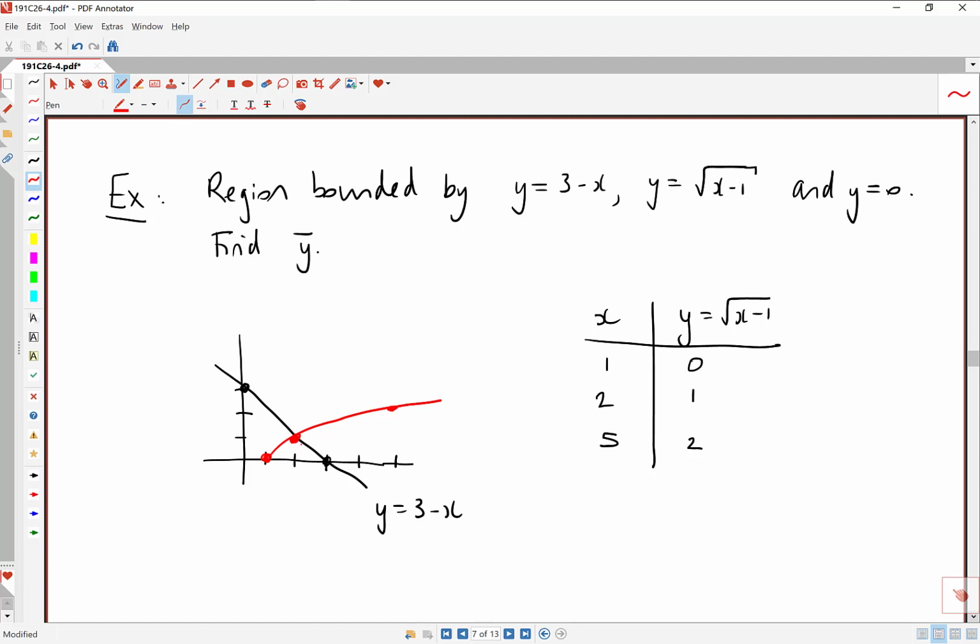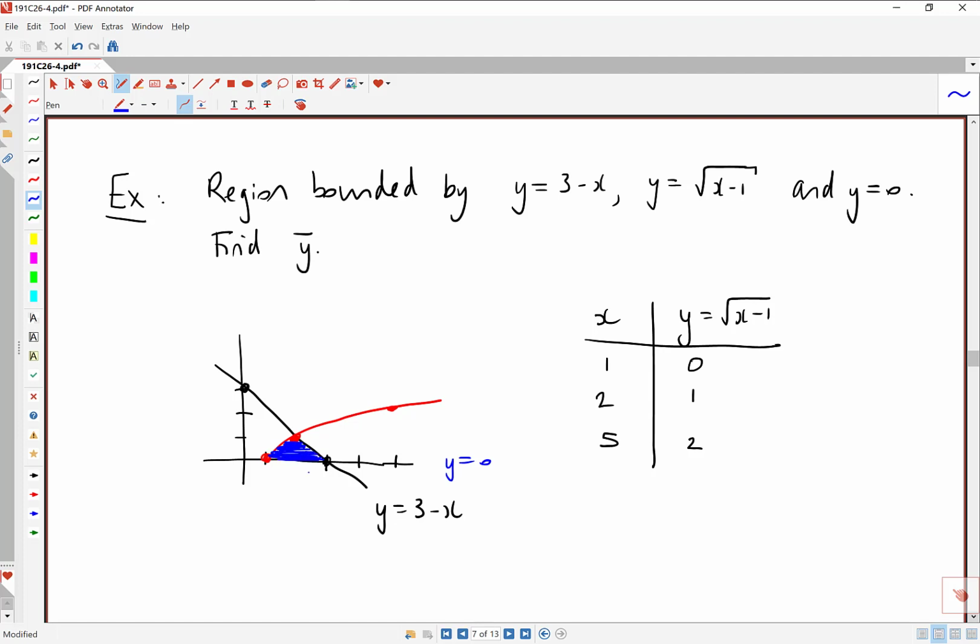So the region that we're looking for is the region bounded by the line, the square root function, and then remember y = 0 is the x-axis. So we're talking about this little region in here, this blue region. We want to find the y-coordinate of the center of mass for that region.